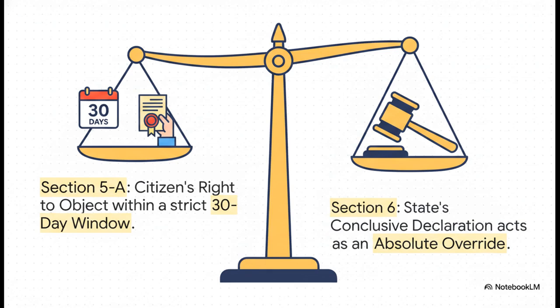But once the commissioner is satisfied and actually makes a decision, boom, we trigger Section 6. The Section 6 declaration gets published, and it serves as conclusive evidence that the land is needed. This acts as an absolute override of any prior notifications. At this point, the state's intent is totally locked in.